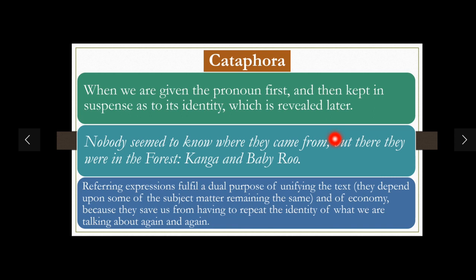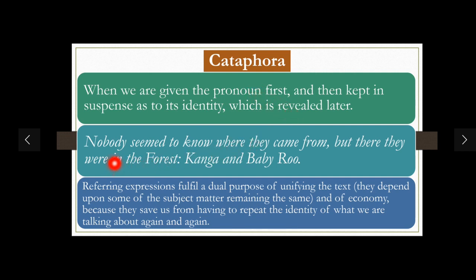For example, if we say, "Here he comes, the Prime Minister of Pakistan, Imran Khan." You see that first I use the pronoun he, "here he comes," and then I say the Prime Minister of Pakistan, Imran Khan. So here he refers to Imran Khan. First I use a pronoun, a referring expression, and then I use a noun. So this referring expression is known as cataphoric reference.